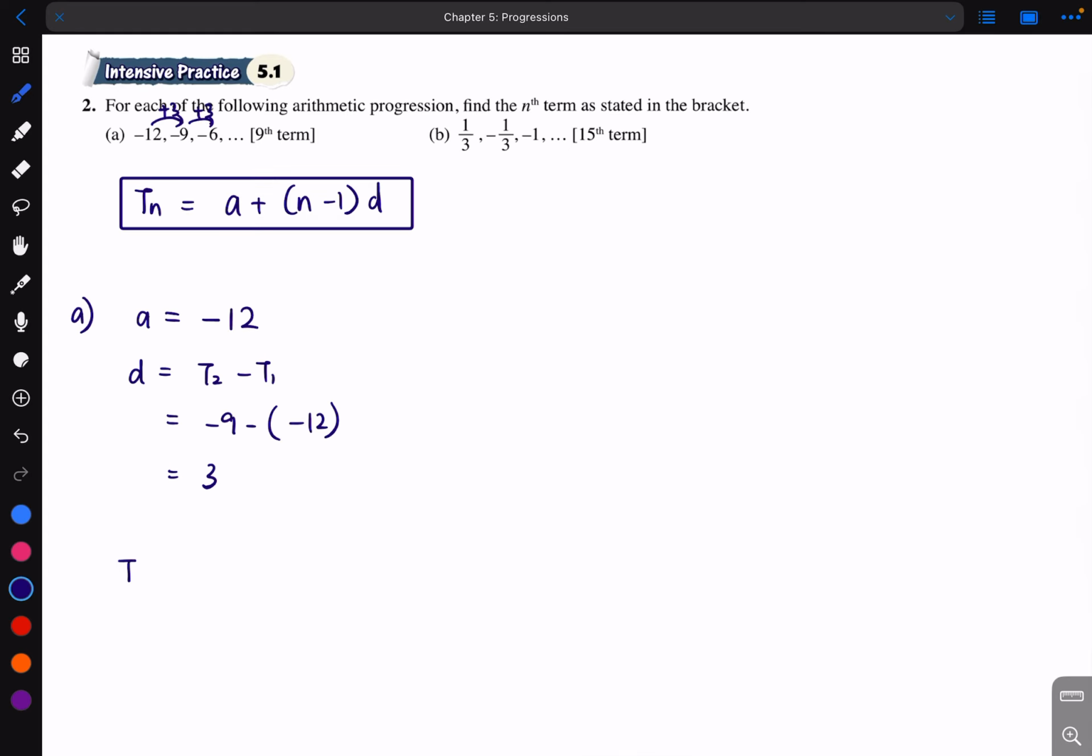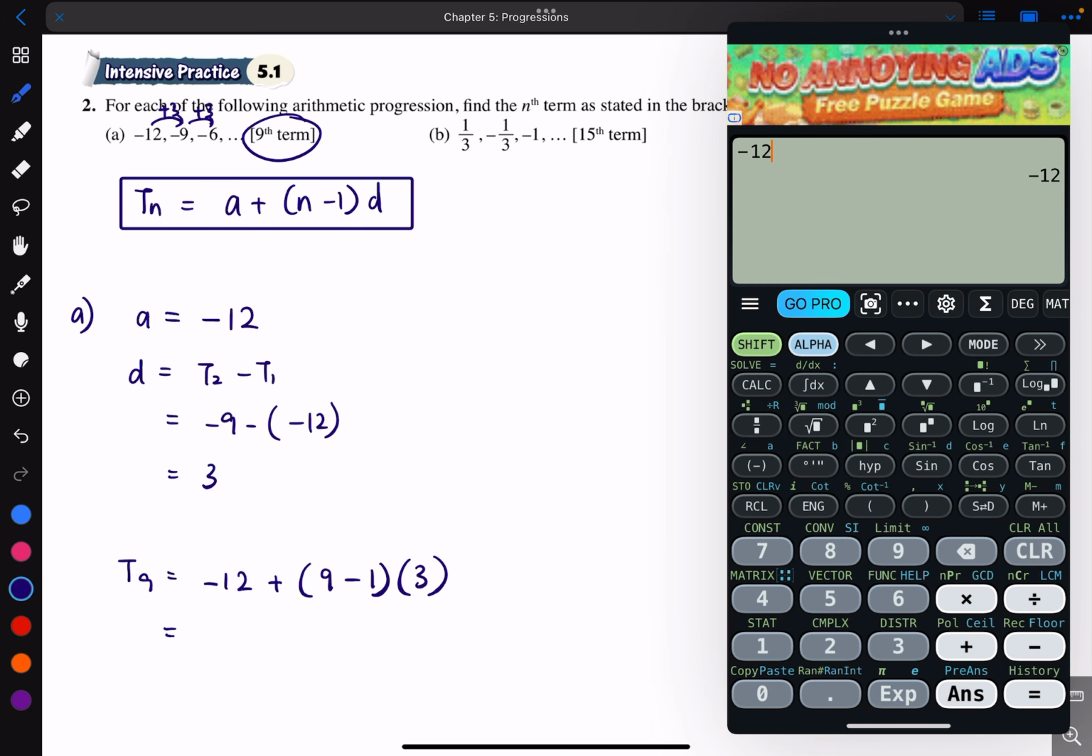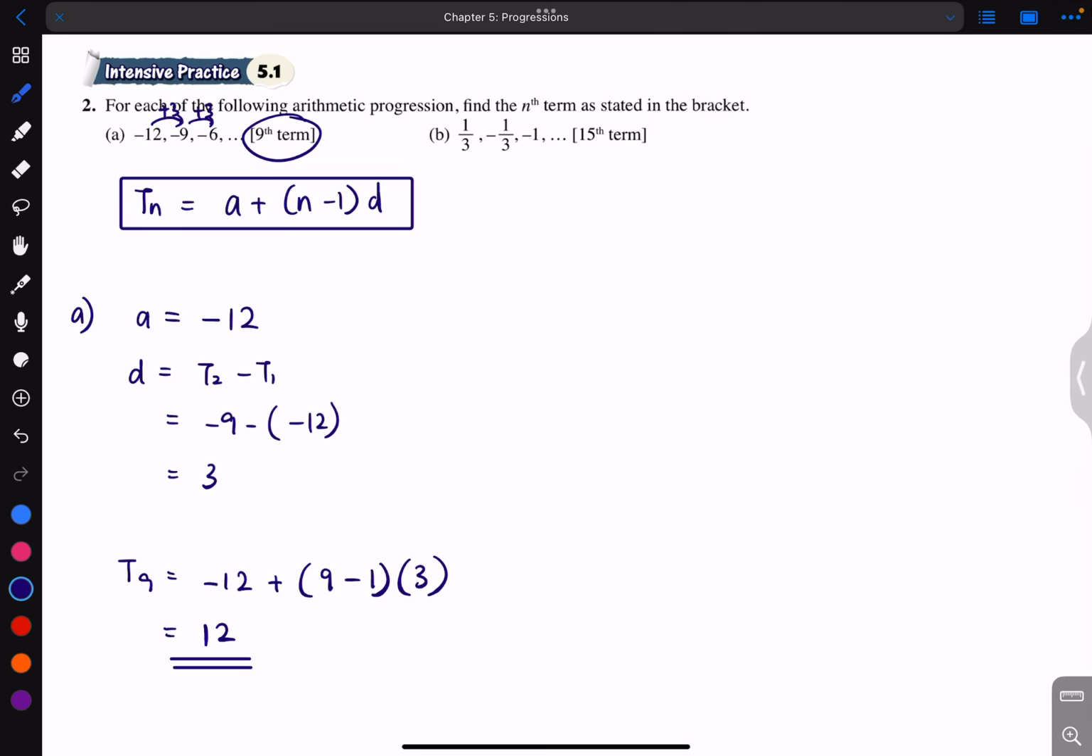So now let's find T9, since they want us to find the 9th term. So T9 will be a plus (n - 1)d. -12 plus 8 times 3, we get 12. So the 9th term is just 12.